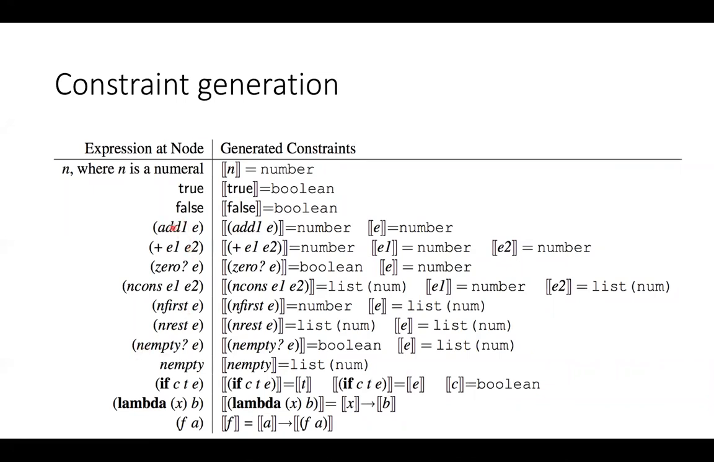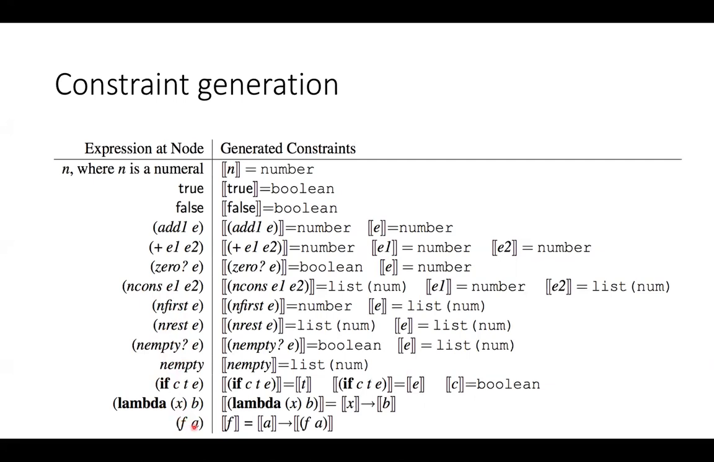So we've got things like a function called add1. We've got the plus operator. We've got a 0 question mark operator. We've got these n operators, so n cons, n first, and n rest, as well as n empty. What this does is create a list of numbers. So these are built-in functions that let us manipulate lists of numbers. We've also got an if statement here. We've got a lambda statement here, and we've got generic function application here.